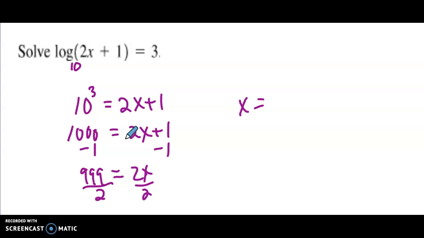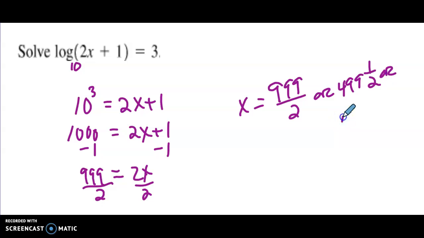999 divided by 2. You can just write it like that if you want, 999 over 2. Or you can write it as 499 and a half. I mean, it can't simplify. So I either write this or 499 and a half or 499.5. It's up to you. 999 over 2.